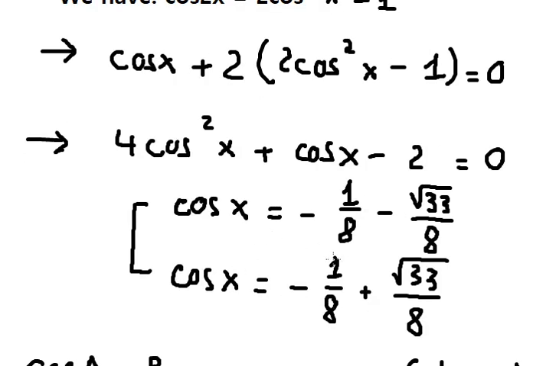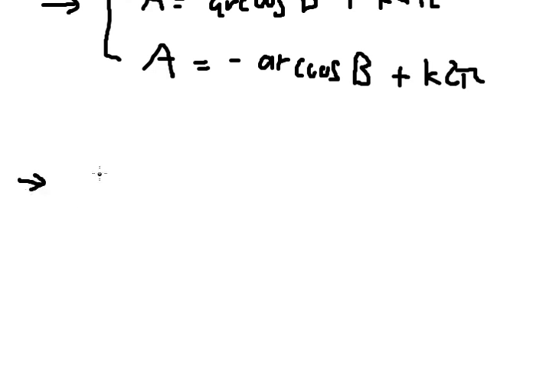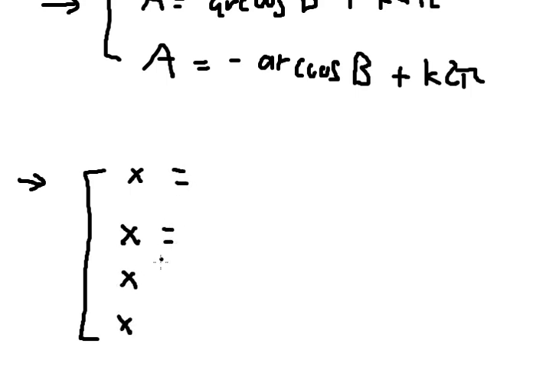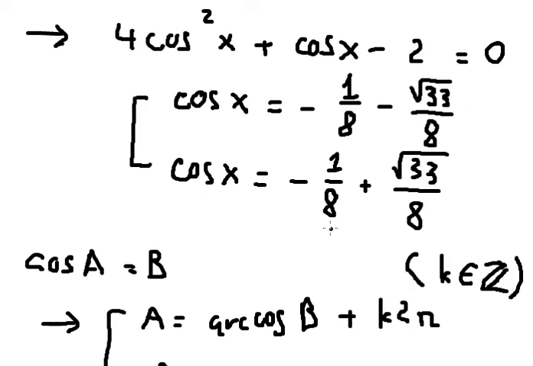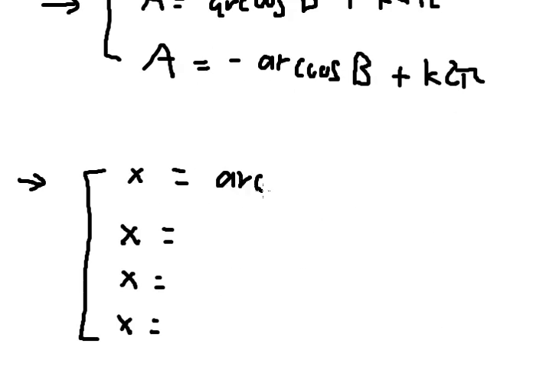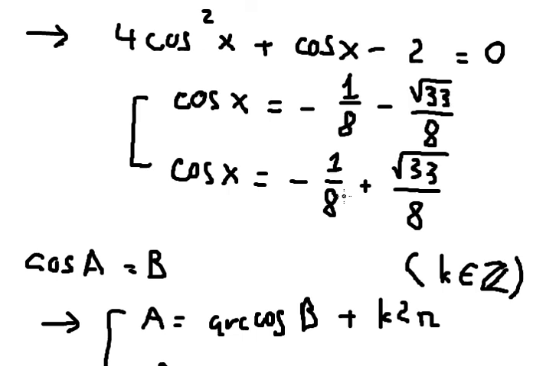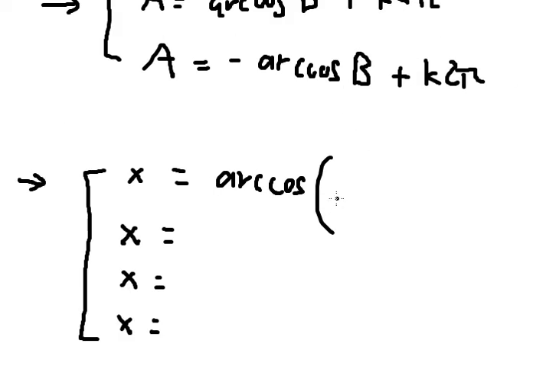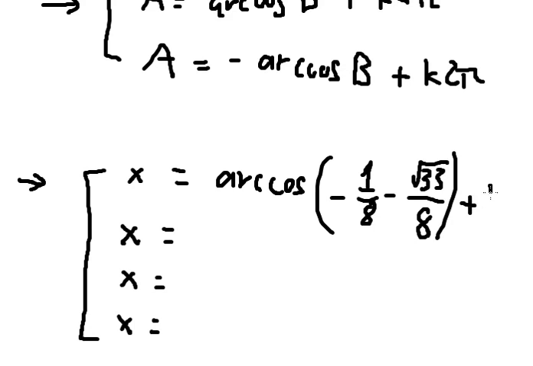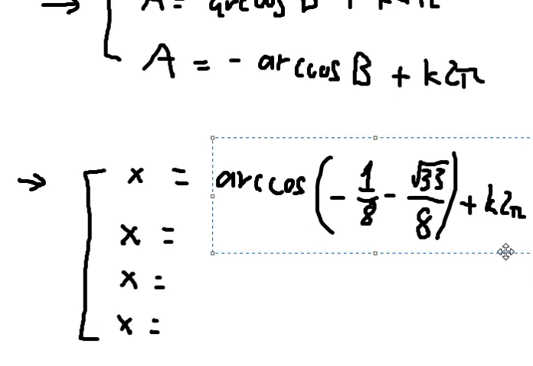That means we will have 4 solutions. So we have x equal to arccosine of this value, and later we put the negative sign here as well.